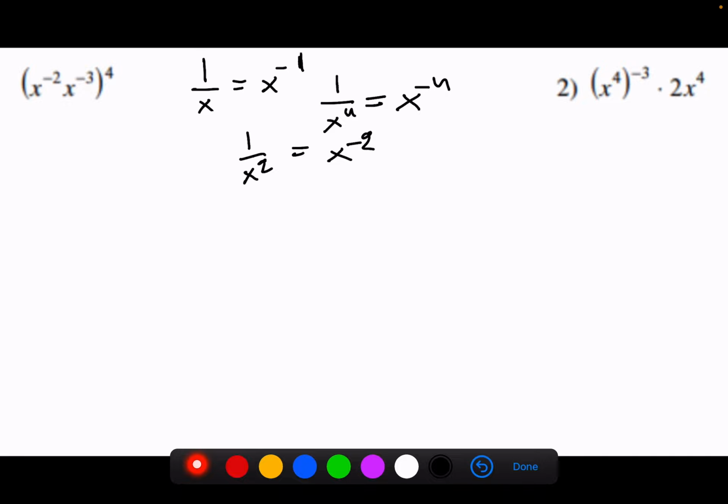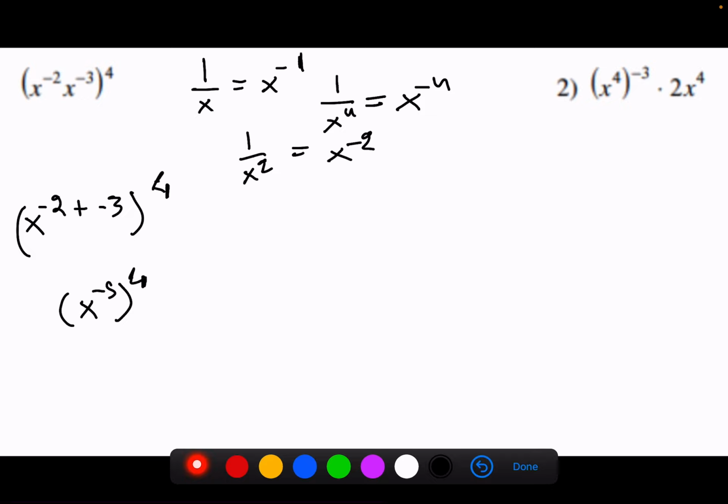Now we see that we have x to the power of negative 2 times x to the power of negative 3. So this is the same thing as x to the negative 2 plus negative 3, and we're going to have that to the power of 4. Negative 2 minus 3 is negative 5. So this is the same thing as x to the negative 5 to the power of 4.